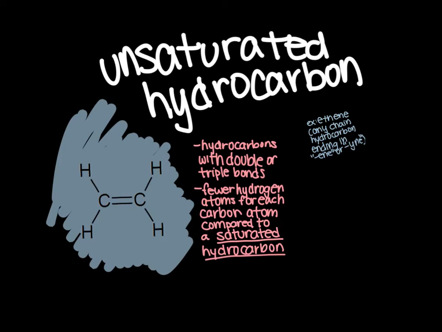Unsaturated hydrocarbons are just the opposite. They are hydrocarbons with double or triple bonds. Compared to saturated hydrocarbons, they have fewer hydrogens for each carbon atom. You can identify one by looking to see if the name ends in ENE or YNE.